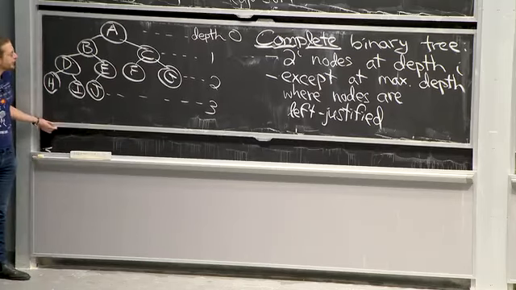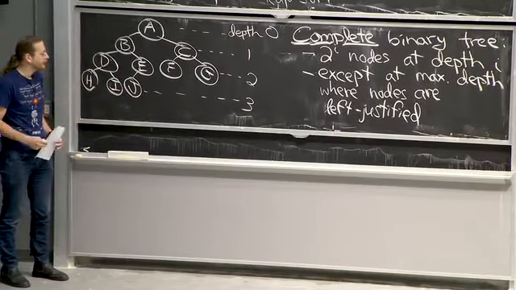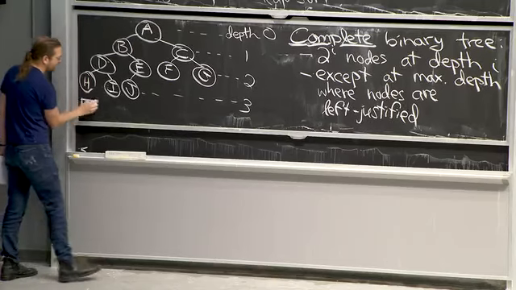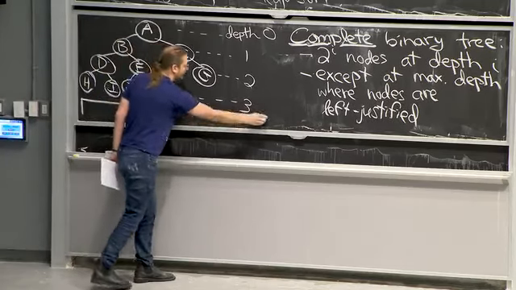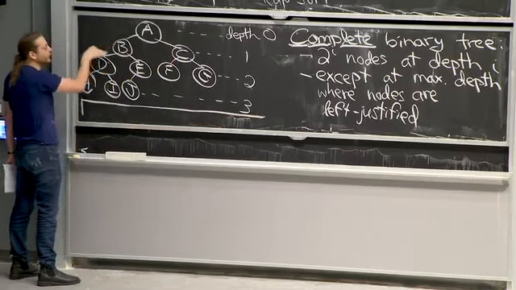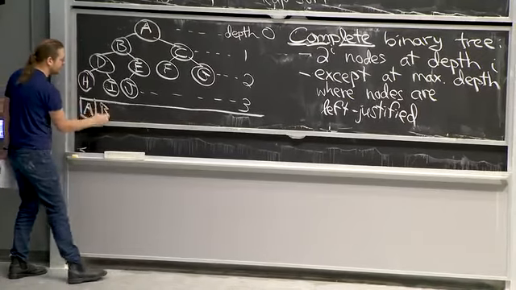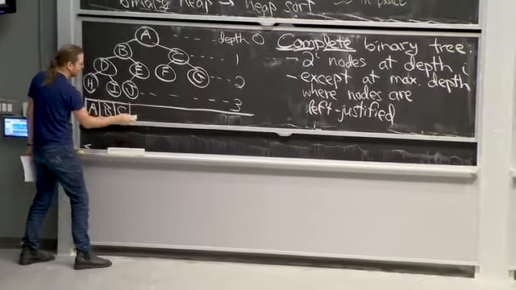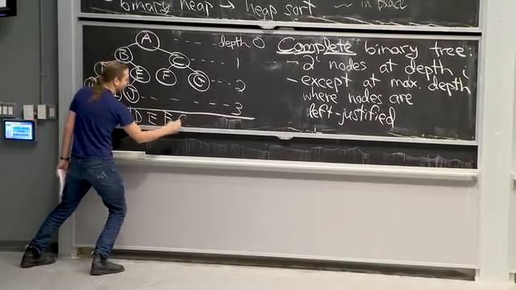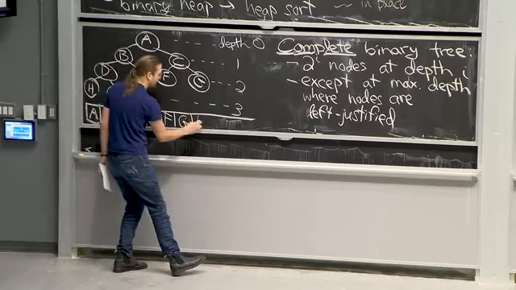Why is this interesting? Because I claim I can represent a tree like this as an array. I've narrowed things down enough that I can draw an array down here. And what I'm going to do is write these nodes in depth order. So I'll write A first, because that's depth 0. Then B, C, that's depth 1. Then, well, they're alphabetical. I made it that way. D, E, F, G is depth 2. And then H, I, J is depth 3.